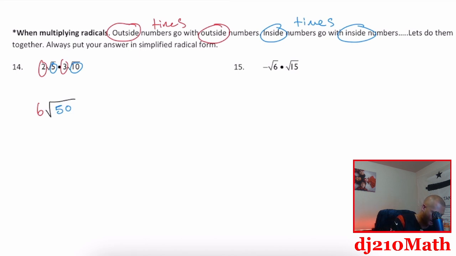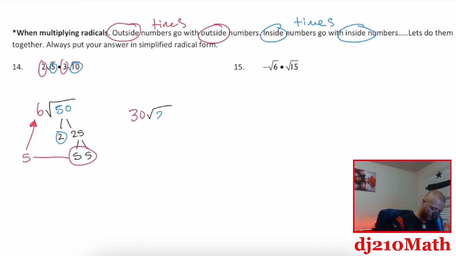Now, once you multiply, you always have to remember to simplify. So this is going to be 2 times 25. And this is going to be 5 times 5. So the pair of 5s comes out as a single 5 and gets multiplied against the 6. So 5 times 6 is 30. Square root of the part that's left over, 2. So 30 root 2. Okay. One more time.